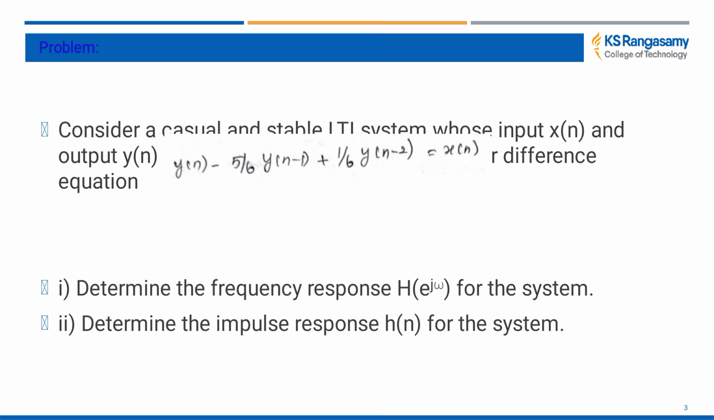Let us consider a causal stable LTI system whose input x of n and output y of n are given by the relation y of n minus 5 by 6 y of n minus 1 plus 1 by 6 y of n minus 2 is equal to x of n. Let us determine the frequency response of the system and the impulse response h of n of the system.